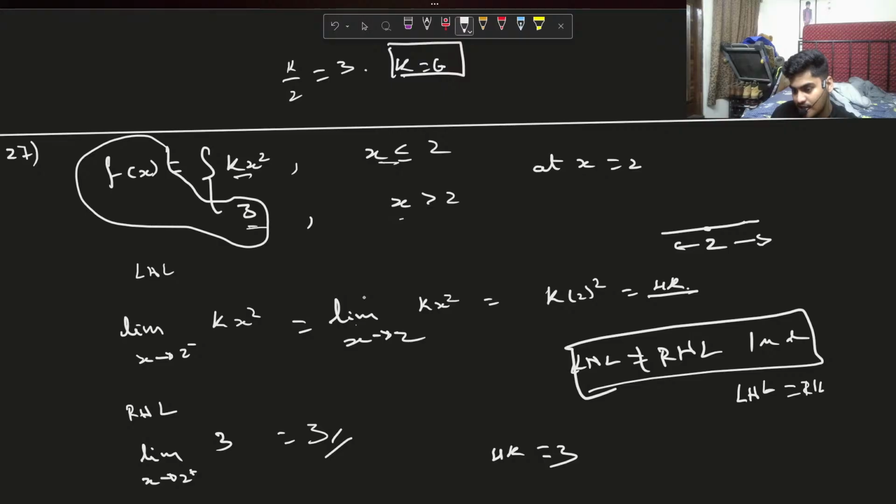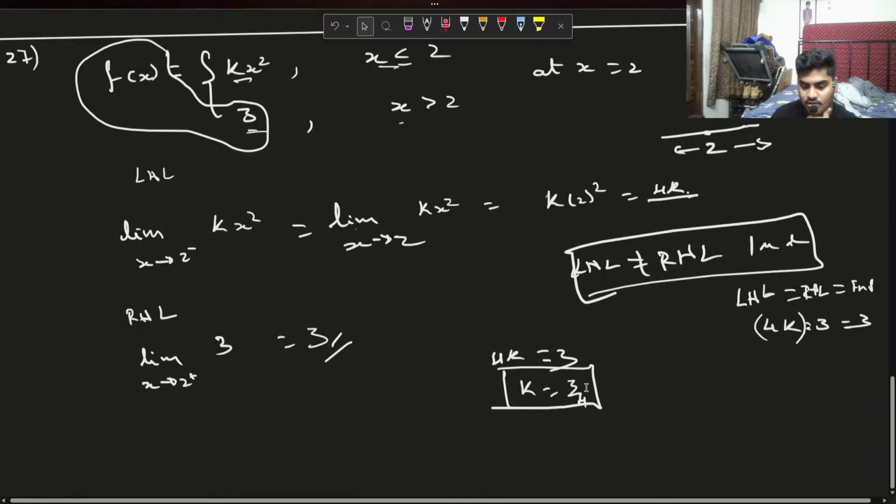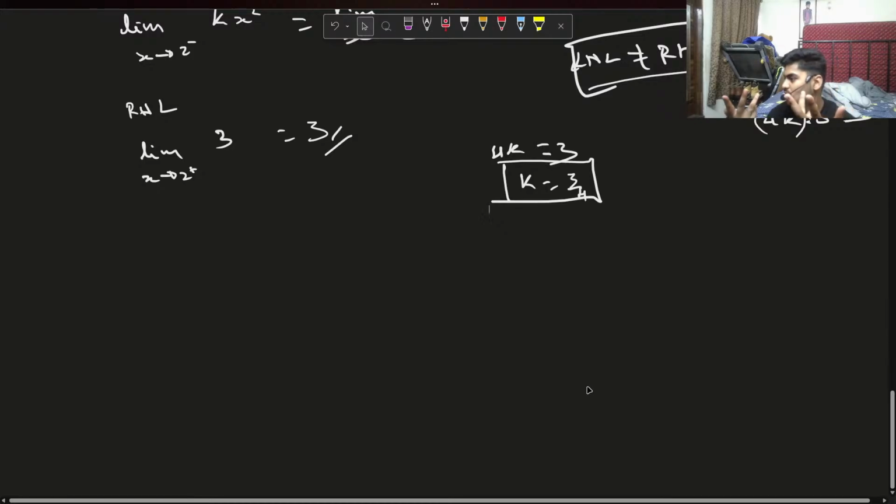So 4k is equal to 3, function value is also 3, so therefore LHL equals RHL, function value, because RHL is 3, which is equal to 3, but this is 4k, so therefore 4k equals 3, k is equal to 3 by 4. Done. That's it, as simple as that. So simple.